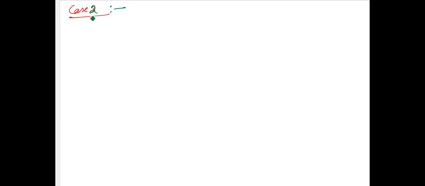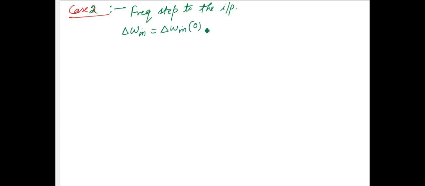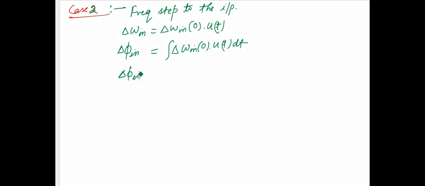Sorry, case 2. Case 2 we have to take. We are giving a frequency step change at the input. Okay, a frequency step means delta omega in is equal to delta omega in 0 dot u(t). If we have to convert it into phase, the phase will be the integration of u(t) dt, right? Now let's take the Laplace transform of it. It will become 1 over s square.